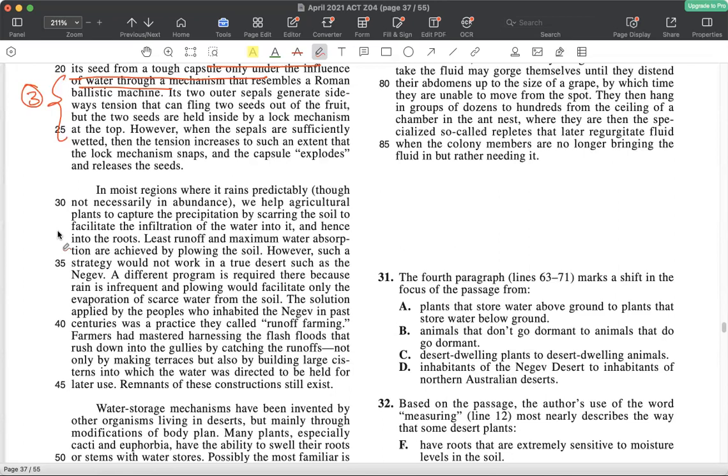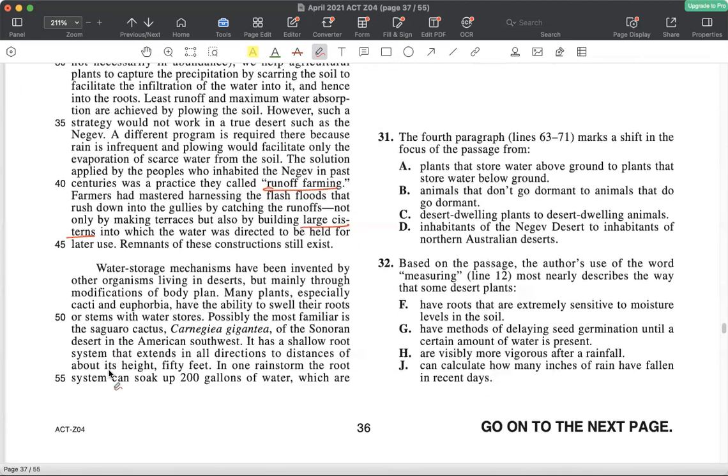So in this case, a different program is required, and what the Negev peoples did in the past was something called runoff farming, which was harnessing the flash floods to catch the runoff, and constructing large cisterns, the remnants of some of which exist to this day.